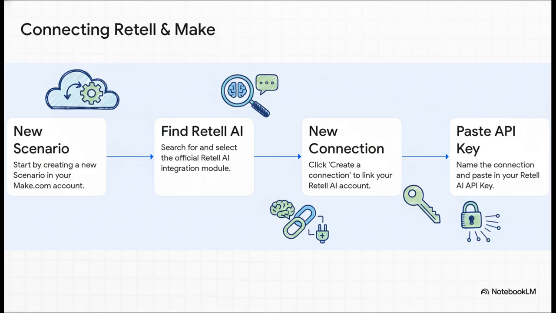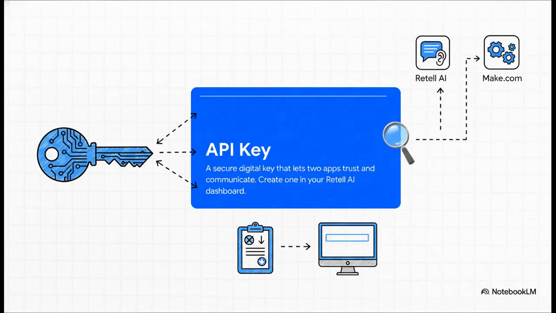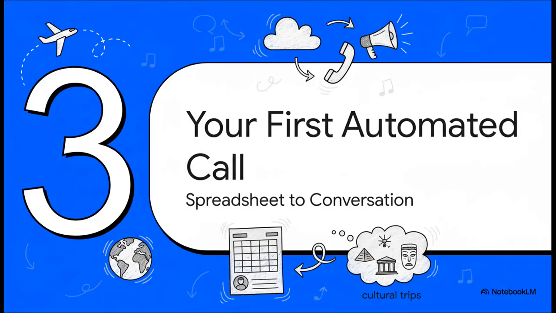So what on earth is an API key? Don't let the name scare you. It's basically just a secure digital key. Think of it like a special password that lets two different apps trust each other and communicate securely. You can generate a new one right inside your Retell AI dashboard under the API keys section. Just copy it, paste it back into Make.com, and that's it. They're connected.